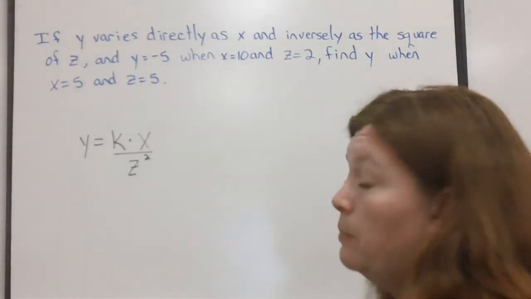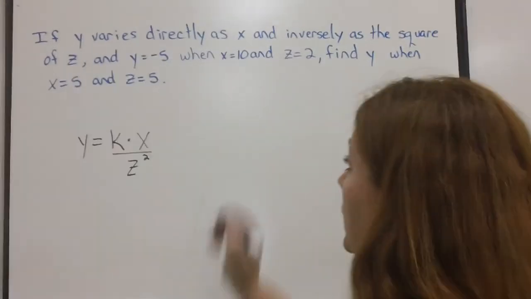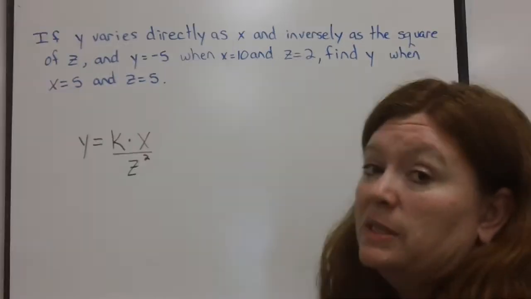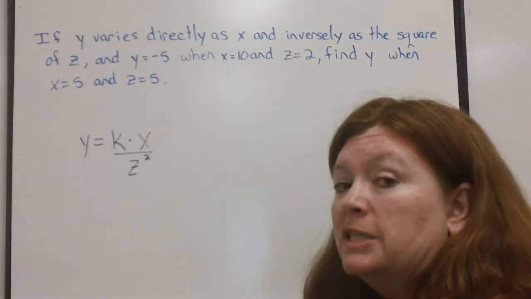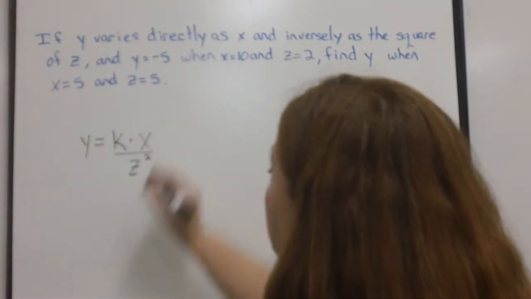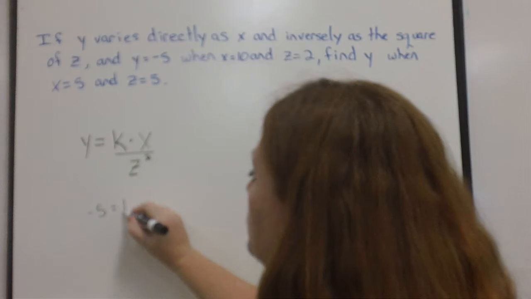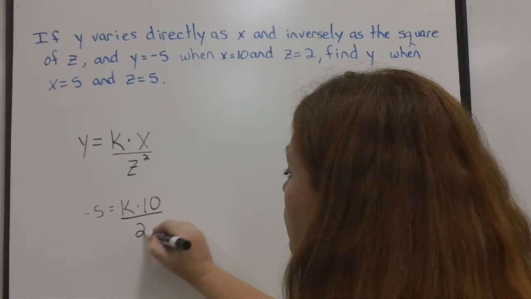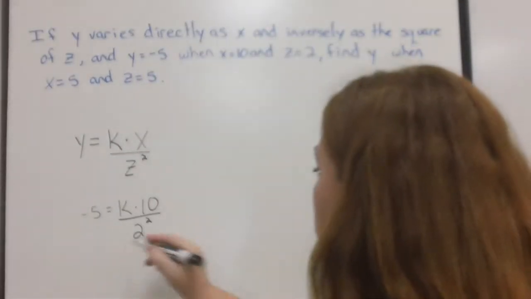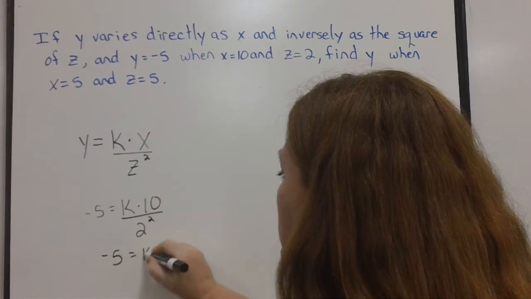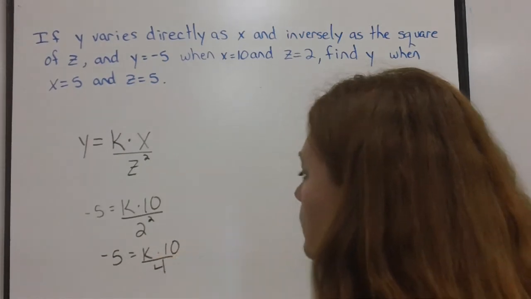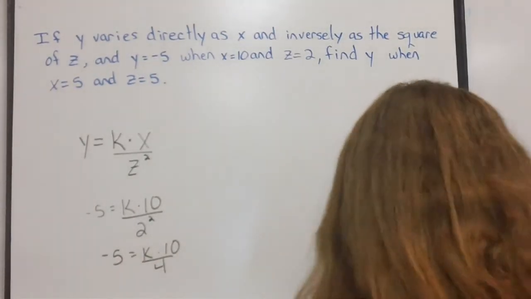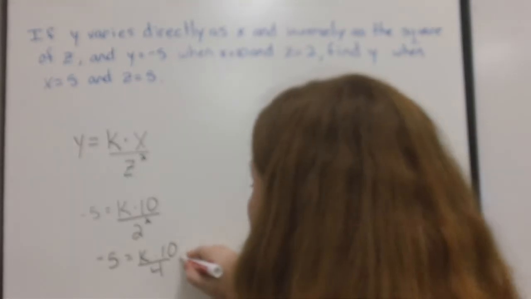I've written my equation. Step 1, write your equation. Step 2, plug in the values that they give you, and it's always going to be in this order. Okay? So the next values they give me are what I'm going to plug in because I want to solve for k. So y is -5. I don't know k. X is 10. And z is 2. But don't forget, we're squaring it. All right? -5 equals k times 10 over 4. I am going to multiply both sides by 4. When I multiply both sides by 4, be very careful.